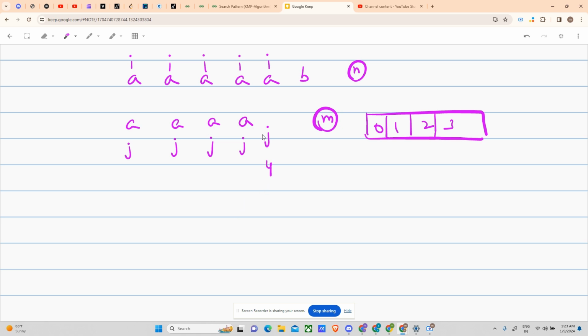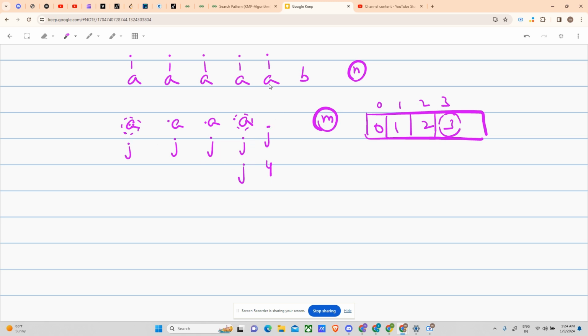Now, in the brute force approach, we were moving J again to the first index. But now we will check for J minus 1. J minus 1 is 4 minus 1, that is 3. I check index 3 of the array. It says to check from the third position instead of the first position. So move J here instead of there.